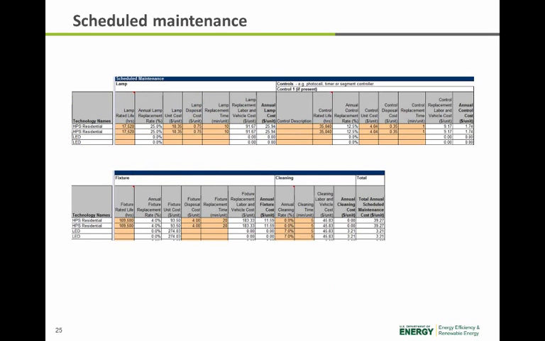Okay, here's the scheduled maintenance section. Not going to say too much about this. I've entered a series of costs for this. One thing I did want to highlight for lamp rated life, if you're going to undertake group relamping, rather than entering the actual rated life of lamps there, you should enter the time until the scheduled group relamping.